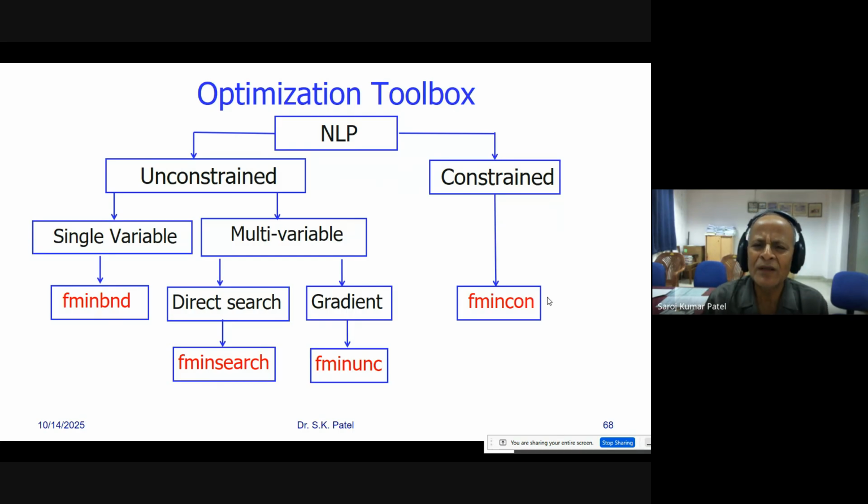So we have learned today both single variable and multivariable, and in each case we have learned the analytical method, that is by differentiation, and numerical methods. In numerical methods, we have learned the direct search method and the gradient based method. In multivariable also we have learned like this, and at the end also the optimization toolbox of MATLAB. Using this, you can solve any single variable or multivariable problem, whether unconstrained or constrained. Okay, thank you.